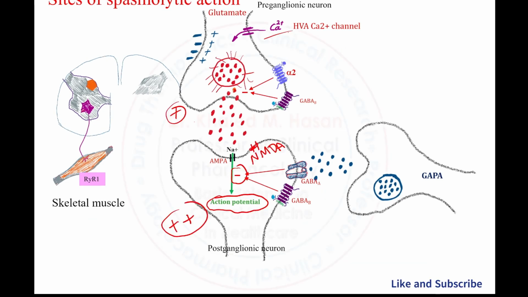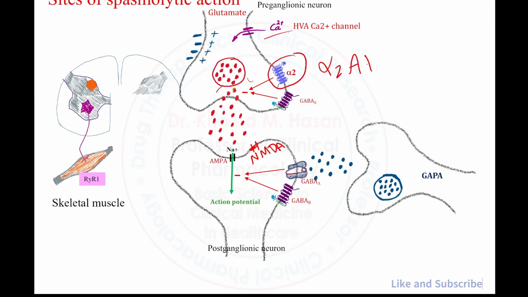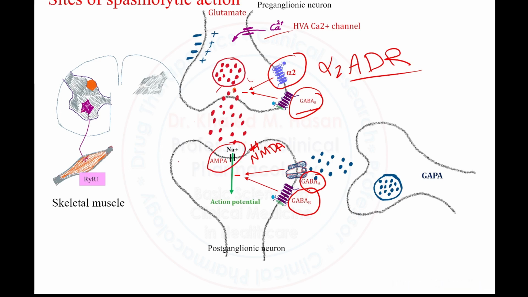Here we also need to look at what we have. Some components, some sites are very important for us as a location of action. For example, number one, we have the alpha 2 receptor. This is the alpha 2 adrenergic receptor. What else do we have? We have GABA B, available in the presynaptic and available in the postsynaptic. We have GABA A, so we have two types of GABA here. What else? We have AMPA, sodium.